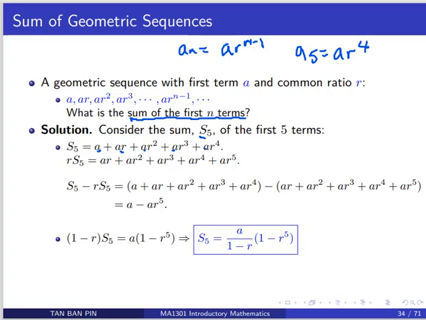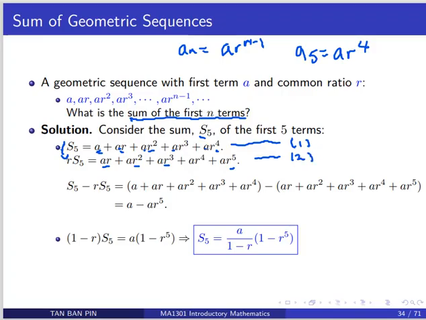And after that, you just multiply both sides of this equation. We call this equation 1. Then you multiply both sides by r. So S5 becomes rS5, because you multiply by r. Then a becomes ar, ar becomes ar squared, ar squared becomes ar cubed, and so on. So ar to the power 4 becomes ar to the power 5. And you call this equation 2.